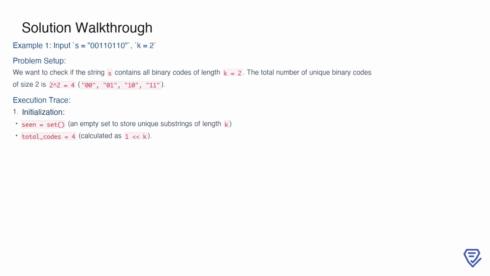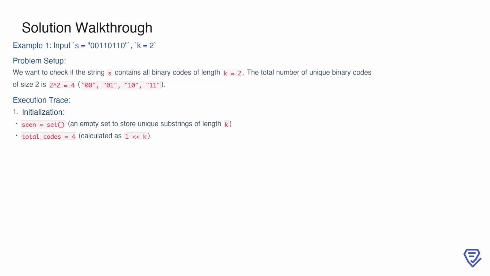In this example, we are given the string s equals 00110110 and k equals 2. Our goal is to determine if the string contains all possible binary codes of length 2. First, we calculate the total number of unique binary codes of size 2, which is 2^2 equals 4. These codes are 00, 01, 10, 11.